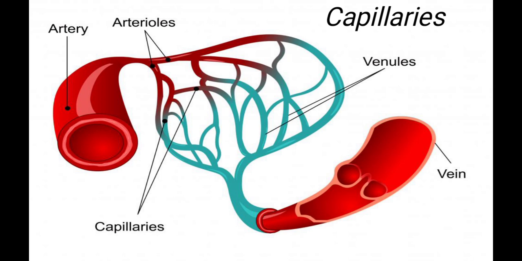Arteries branch to form arterioles. Arterioles further branch to form capillaries. Capillaries reunite to form venules, and venules unite to form veins.